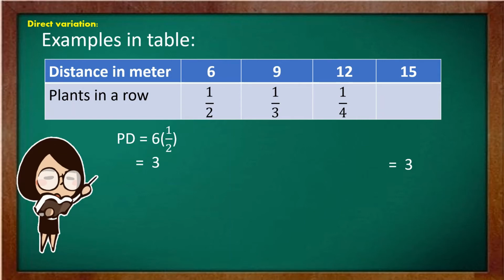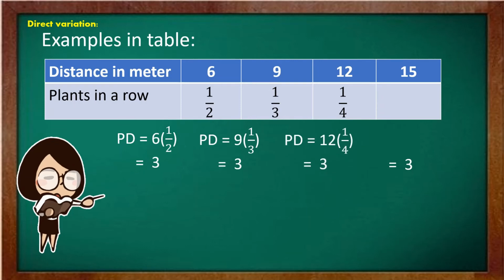In an example with a table, you just multiply the distance in meters by the plants in a row. So how? 6 times 1/2 is 3. Is that correct? 1/2 of 6 is 3. The second one, 9 times 1/3 is also 3. 12 times 1/4 is also 3. And then 15 times 1/5 is equal to 3. How can we get 1/5? So this 3 is the constant of variation.